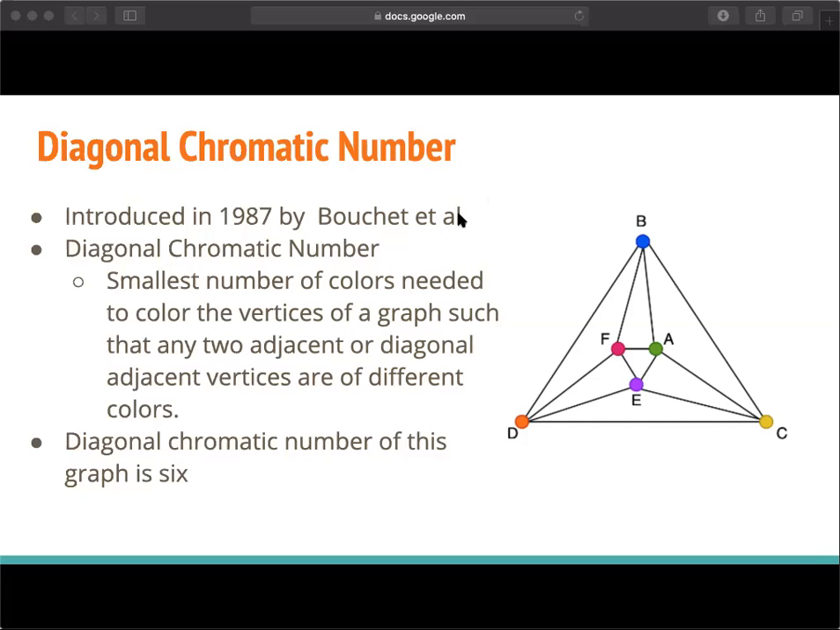And if we look at the same thing for D, if we look at the adjacent vertices, they're all different colors. And if we look at A, which is diagonally adjacent to D, it's also a different color. So, if we continue this pattern just to make sure that all the vertices adjacent to each vertex aren't the same color, we find out that the diagonal chromatic number of this graph is 6.